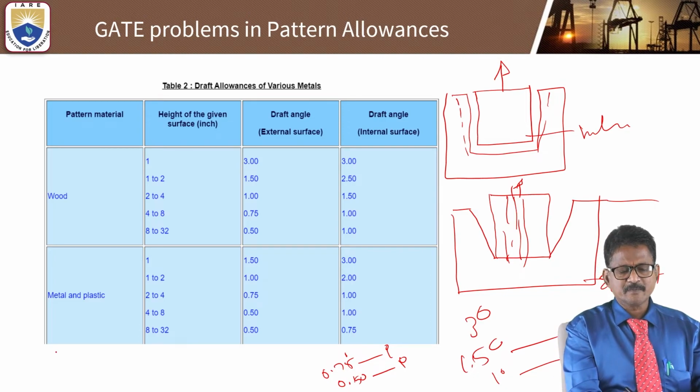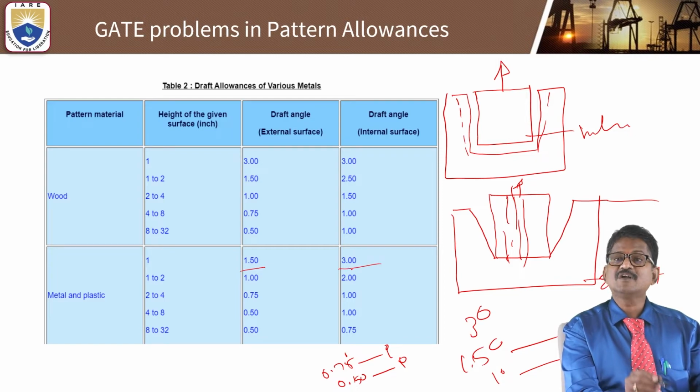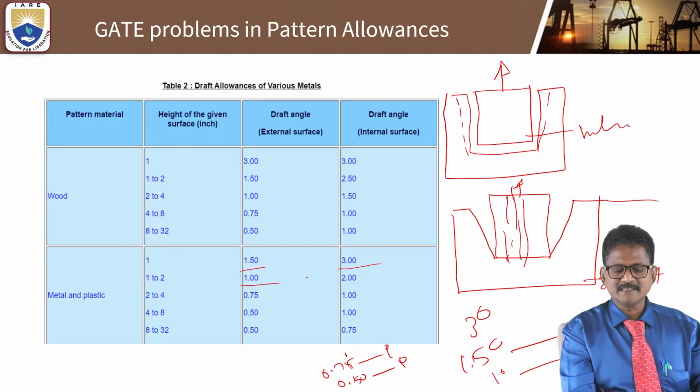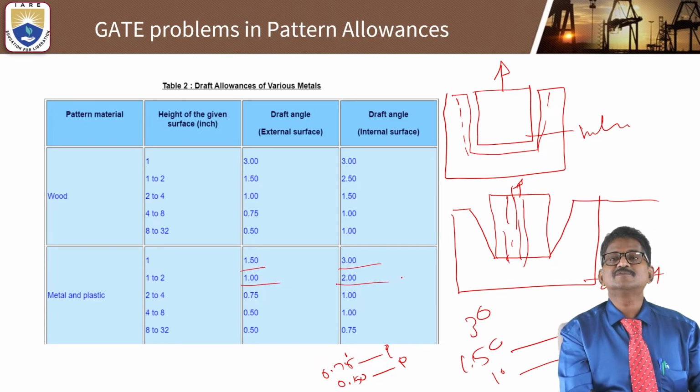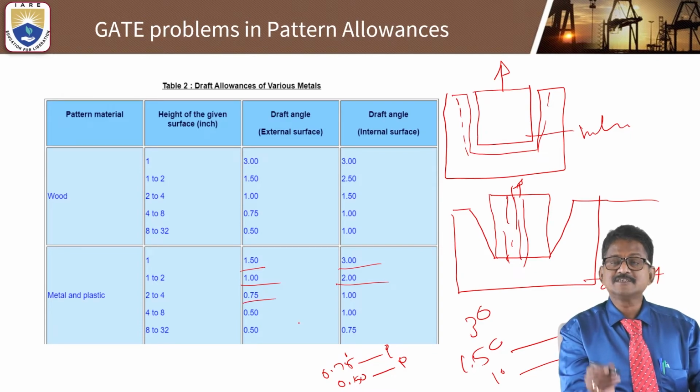Okay, for metal or plastic, you can see for 1 mm height the external draft will be 1.5 and the internal draft will be 3. If it is 1 to 2 mm of height, for metal or plastic, the external is 2 degrees and the internal is 1. And if it is 2 to 4, the external is 0.75 and the internal is 1.